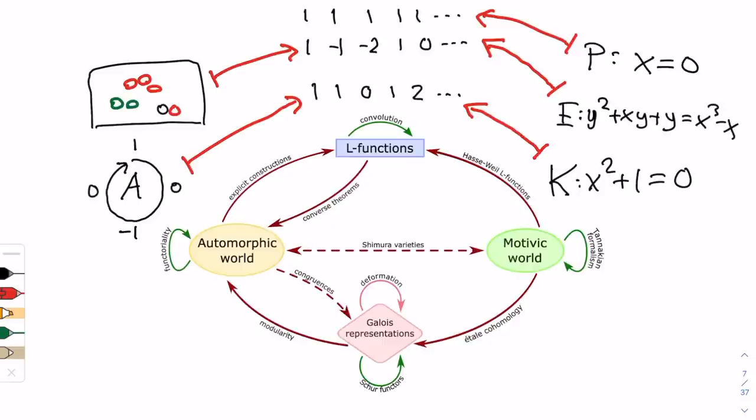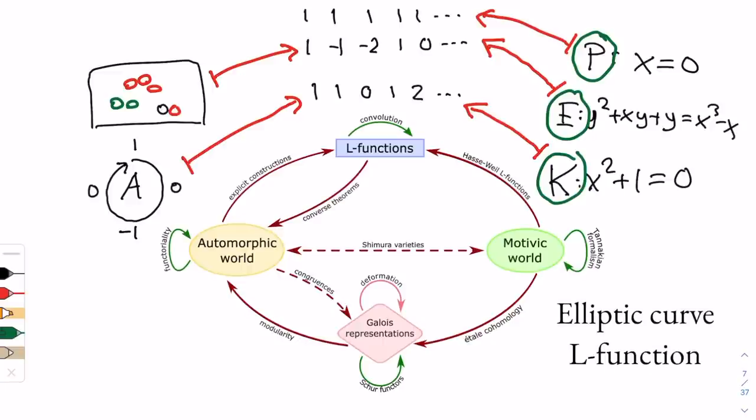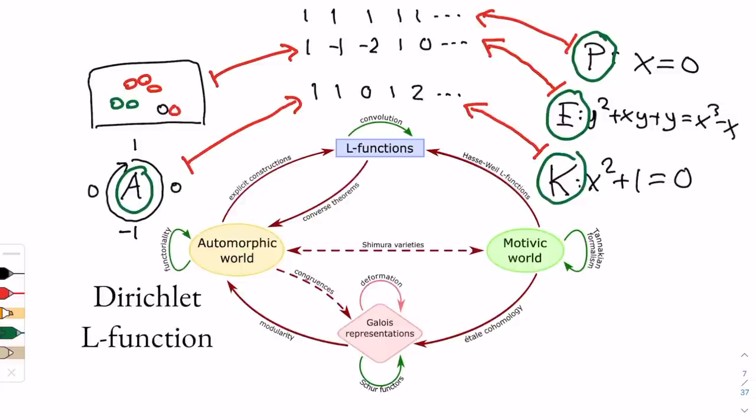This equation also has an L function, and this is the Riemann zeta function. All in all, this means that we now have four different L functions. The Riemann zeta function coming from P, the L function coming from K, and this is the Dedekind zeta function of a number field. We have the L function coming from E, this is the L function of an elliptic curve, and finally, the L function of A, which is the L function of a Dirichlet character. This is the periodic pattern in itself.